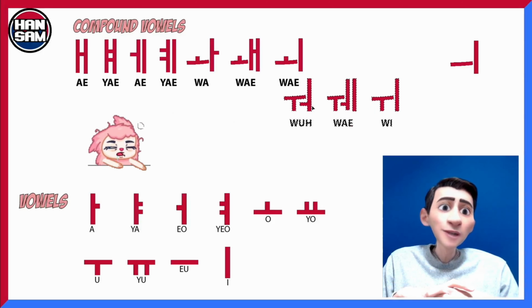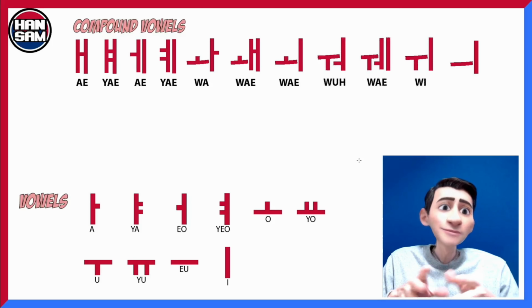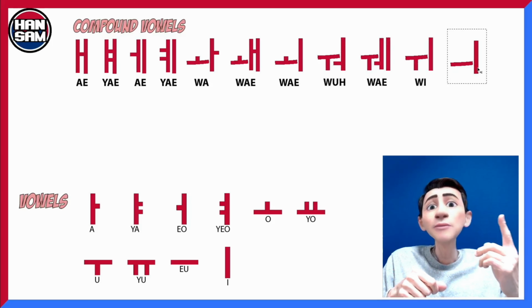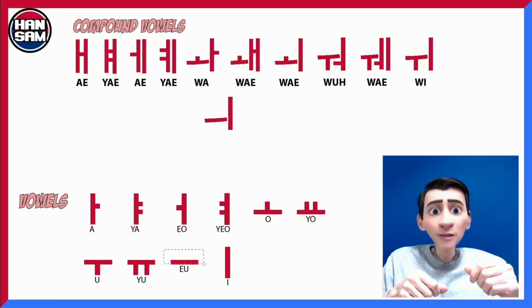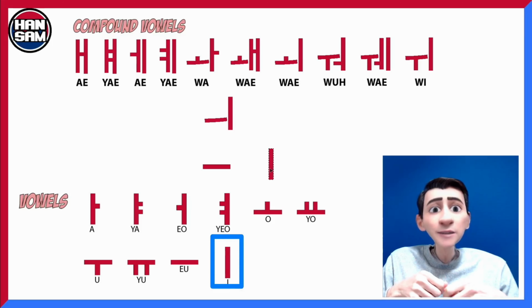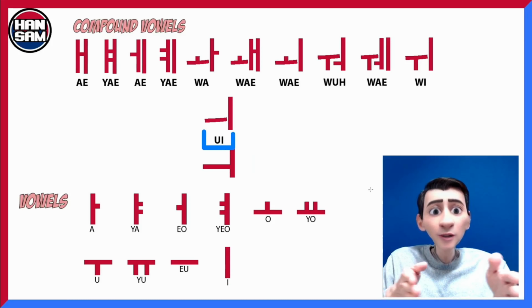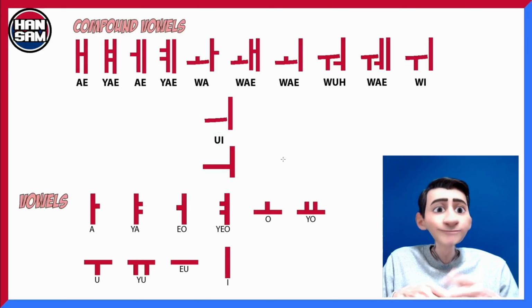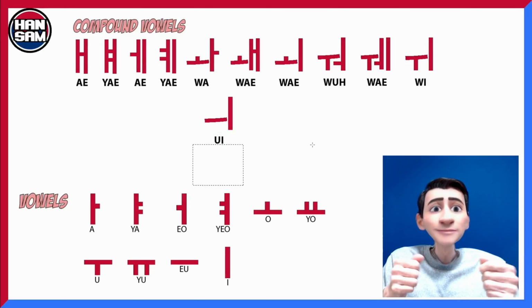You almost made it. Hang in there. Here comes the final compound vowel. This compound vowel is the combination of individual vowel U and E. It creates phonetic sound value of we. Congratulations, you just made it.